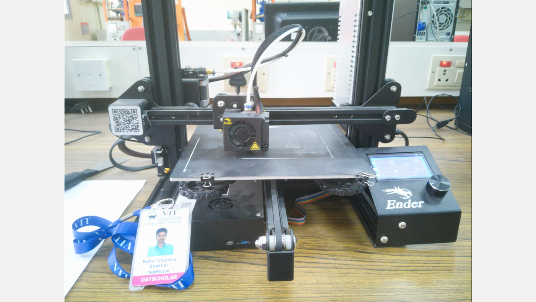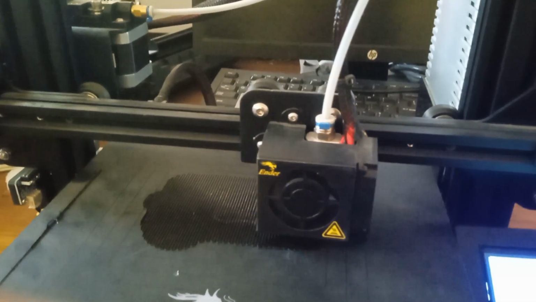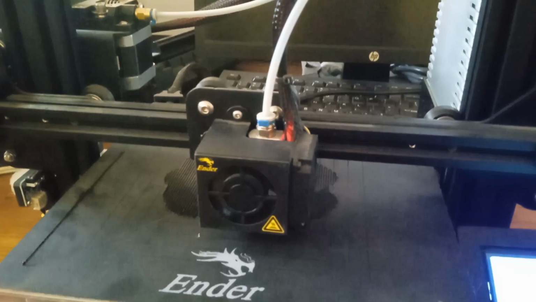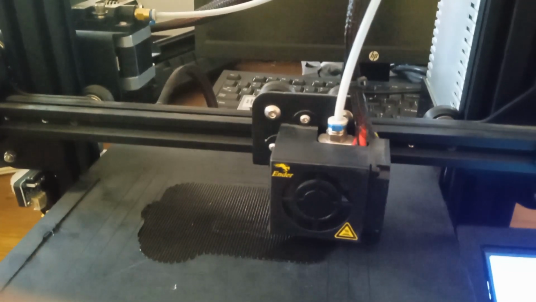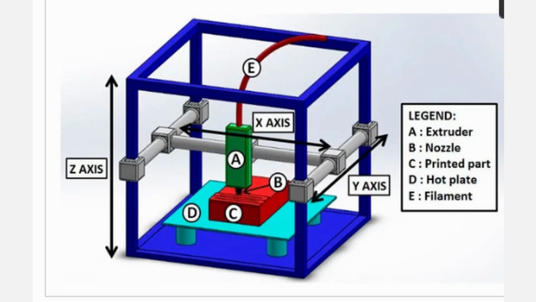This printer has a nozzle speed of 50 mm per second, minimum layer height of 0.1 mm, and its printing technique is fused deposition modeling, or simply FDM. It is an additive manufacturing process that involves the extrusion of materials via a nozzle and the subsequent joining of those layers to produce three-dimensional structures using a 3D printer.